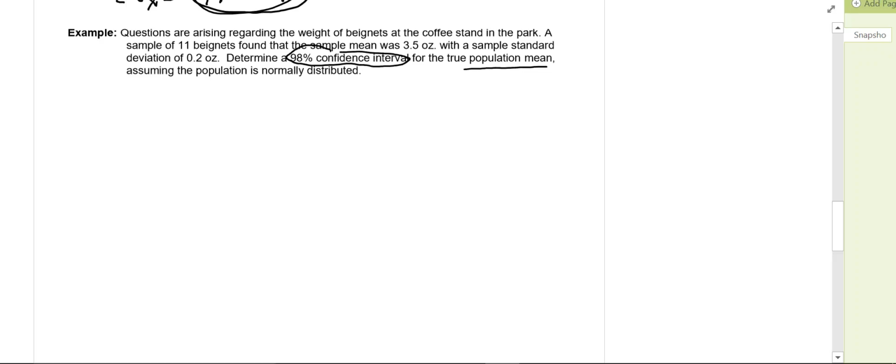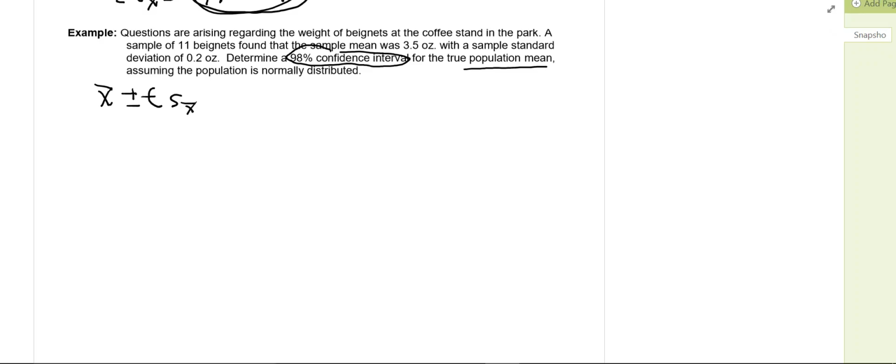So again, I'm looking for a confidence interval. I do not know the population standard deviation, so I am going to be working with the t-table. I will be working with the formula x bar plus or minus t times s of x bar, because I have the sample standard deviation here. T is associated with the t-table.